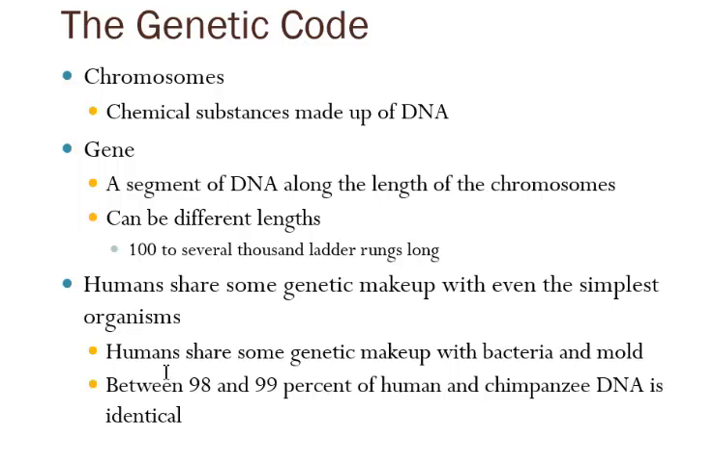So, for example, humans and chimpanzees have between 98 and 99% similar DNA. Now, does that mean that we're 98% similar to a chimpanzee? Well, in terms of our genetic makeup, yes, but that 1% is a big difference. That 1% is enough to make a difference between a human being and a chimpanzee.